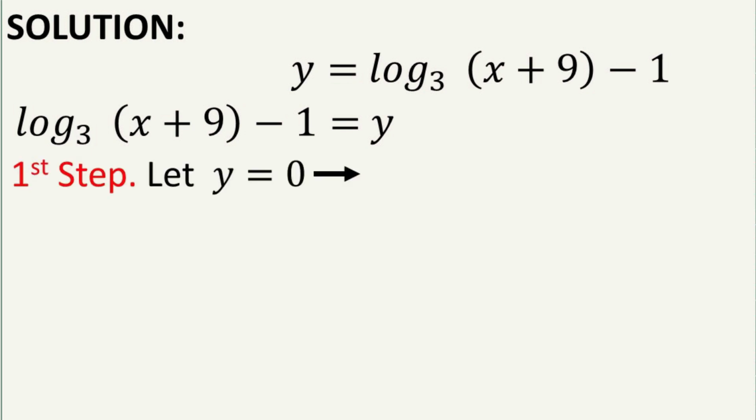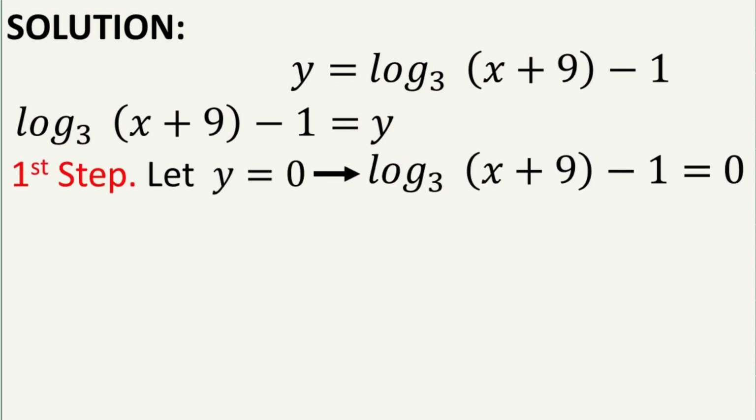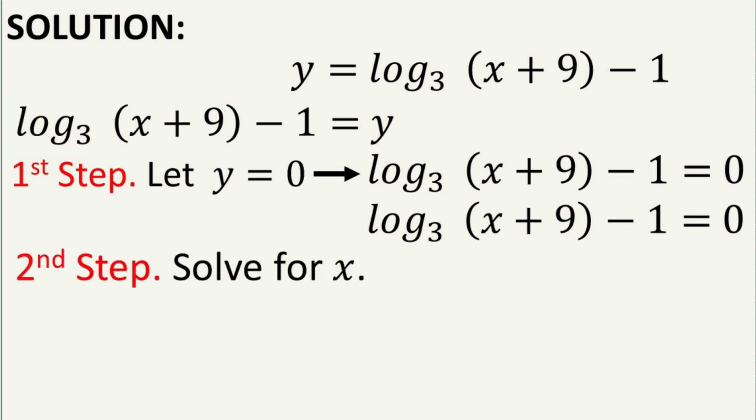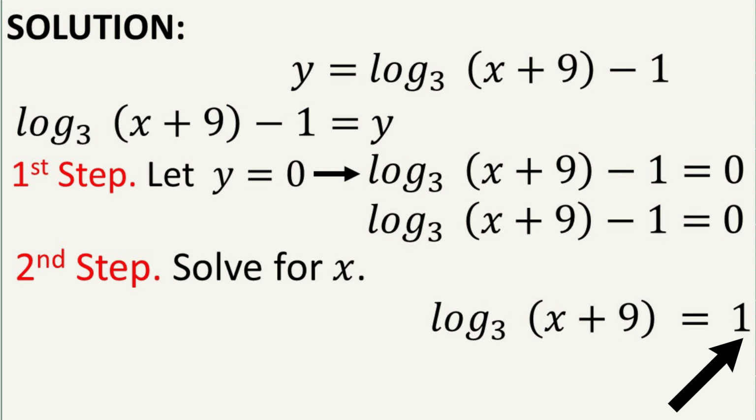First step, let y equals 0. So, the logarithm of the quantity x plus 9 to the base 3 minus 1 equals 0. Second step, solve for x. To solve for x, move the constant to the other side. So, negative 1 will now become positive 1. We now have the logarithm of the quantity x plus 9 to the base 3 equals 1.